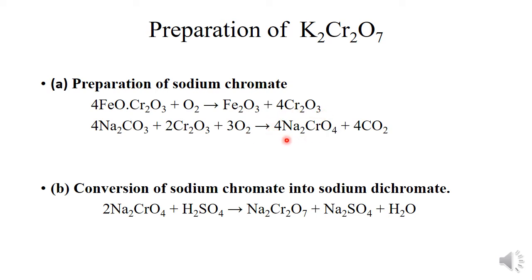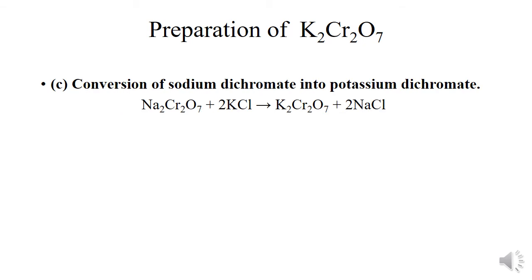chromate. The second step is the conversion of this sodium chromate into sodium dichromate by treating it with concentrated sulfuric acid solution. After this, sodium dichromate is treated with potassium chloride solution, where we get potassium dichromate as orange colored crystals. Clear? So with this, our preparation part is complete.